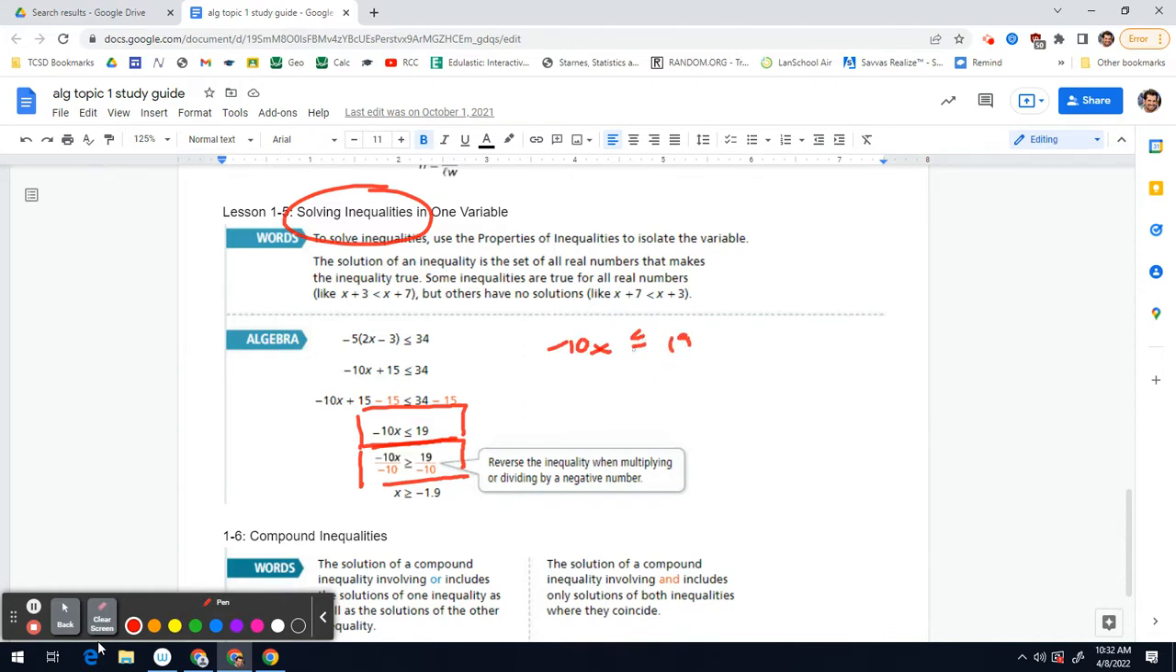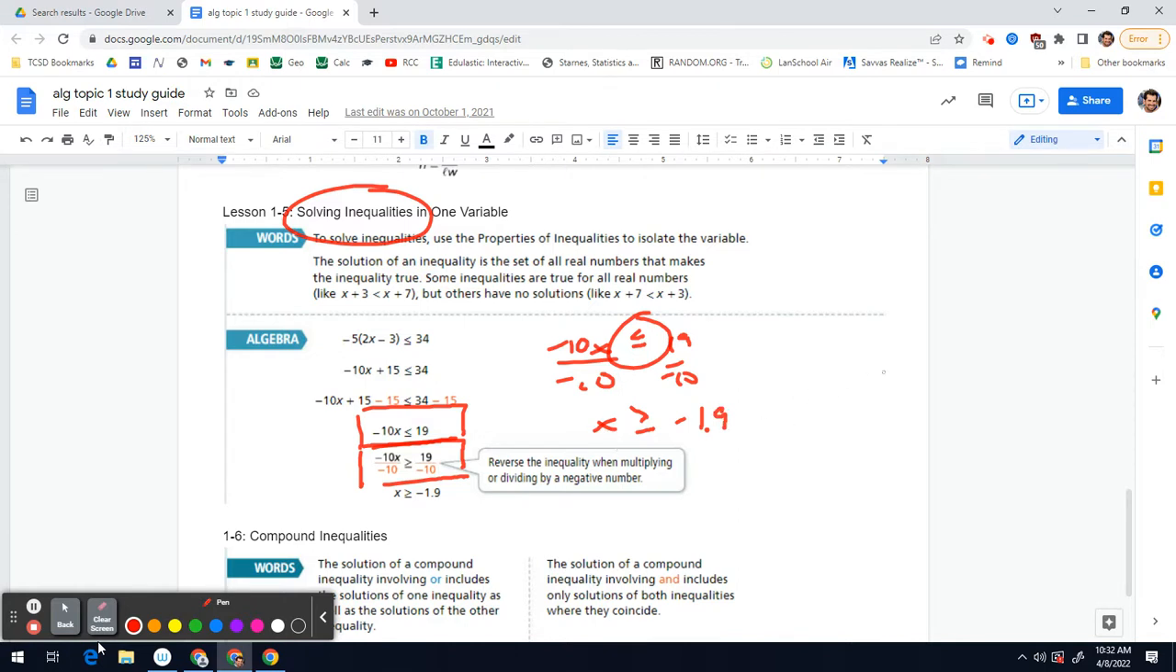Right? This is directional. So when you divide by a negative 10 to get x by itself, it's going to flip the direction of this inequality because these numbers are going to change signs. So now it's x is greater than or equal to, and this is negative 1.9. Okay, so you got to make sure.